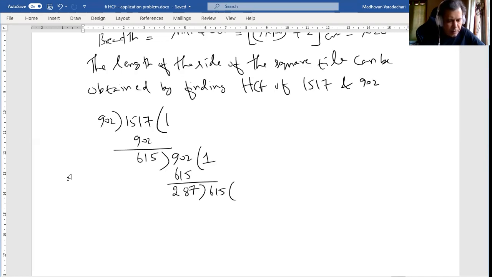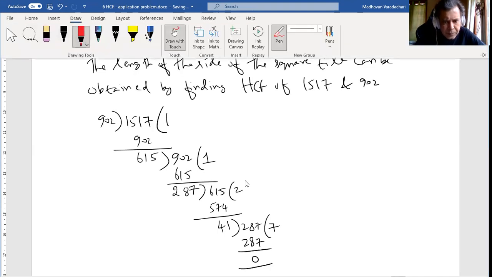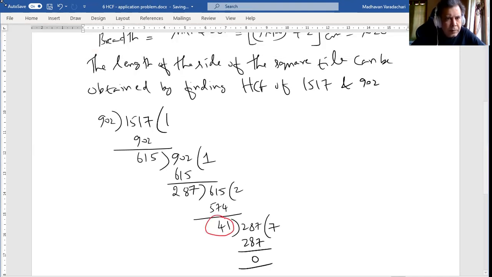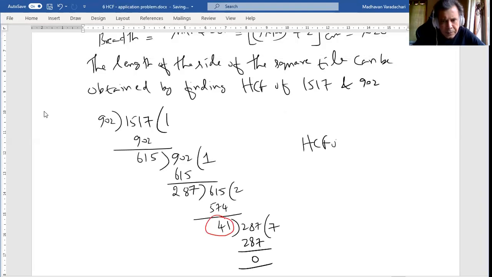So 287 divided by 41 goes exactly 7 times. So this is the HCF. So you can say the HCF of 1517 and 902 is 41.